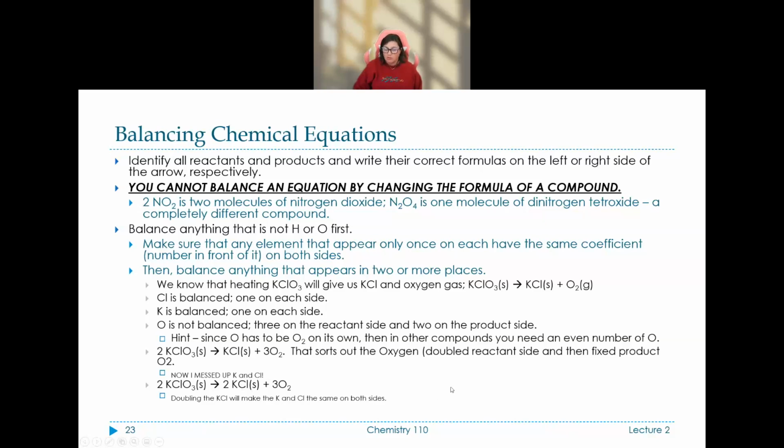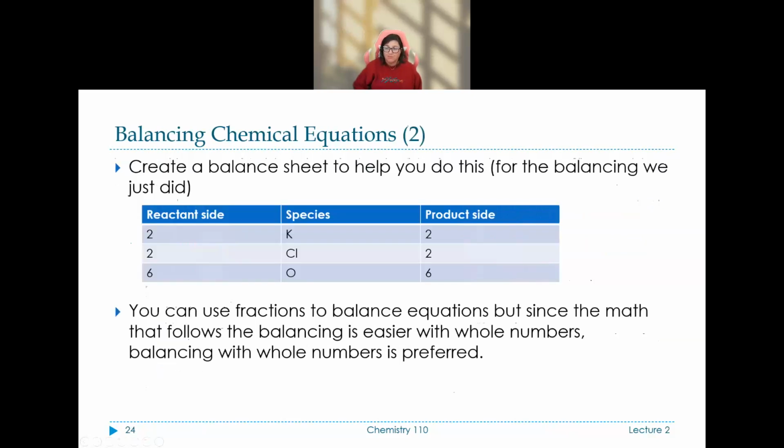So when I take care of one problem, chances are I've made another one. So that's something we have to keep track of. Now, how on earth am I going to do that? Well, I write a balance sheet. So typically when I do this, I will write down what I'm looking at, my whole equation, and I typically will list each species as to how many are on the reactant side and the product side. This is a different form of that table. So I can talk about potassium as a species. On the reactant side, I have 2. On the product side, I have 2. Chlorine. On the reactant side, I have 2.